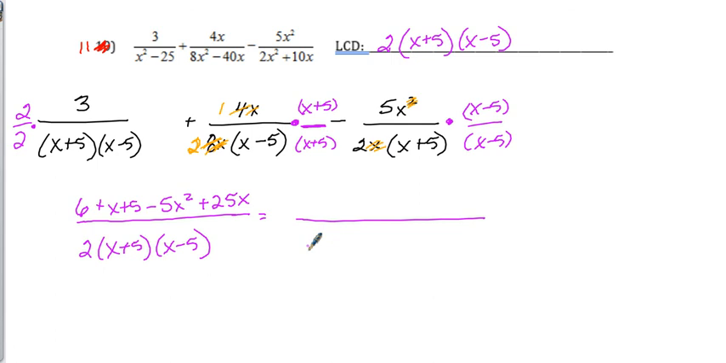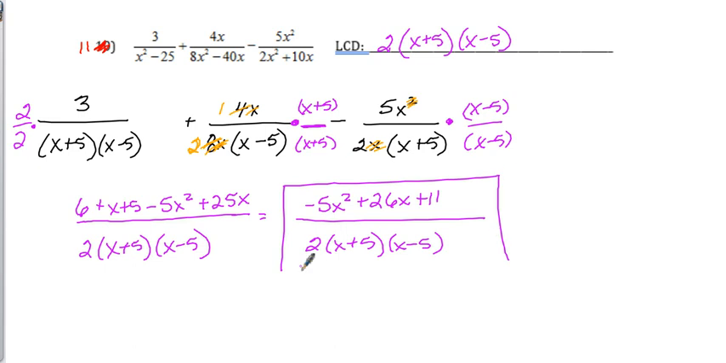Drag this common denominator along for the ride and simplify this top here. We've got a negative 5x squared. We've got 1x and 25x's, so that's plus 26x's. And we've got a 6 and a 5, that's plus 11. So that is your final answer to question number 11.